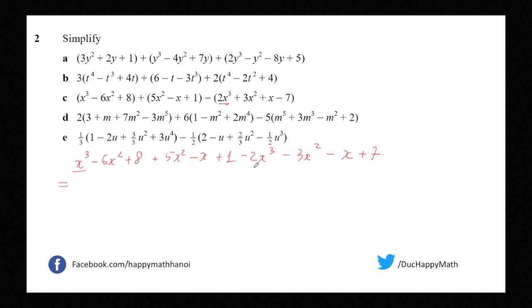x cubed, so minus x cubed. x squared and x squared: minus 6 plus 5 minus 1, minus 1 minus 3, minus 4x squared. Constant number: 8 plus 1 plus 9 minus 9 plus 7, 16. Okay, do it by yourself with questions D and E, and I think you will easily get the right answer.